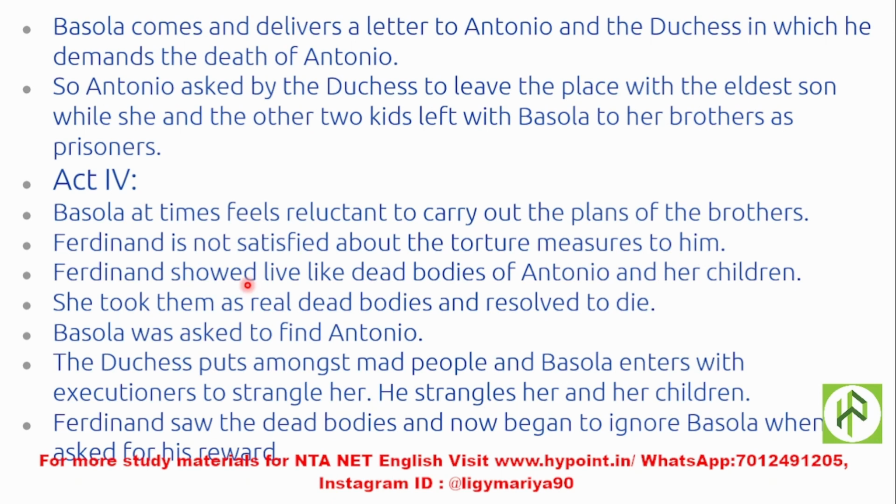The Duchess is put amongst mad people, and Bosola enters with executioners to strangle her. He strangles her and her children. So what happened next? The next torture measure from Ferdinand was that the Duchess would be put amongst mad, insane people, and it would make her mad too. And Bosola enters the chamber where the Duchess was put, with executioners to strangle and kill her. And he strangles her and her children.